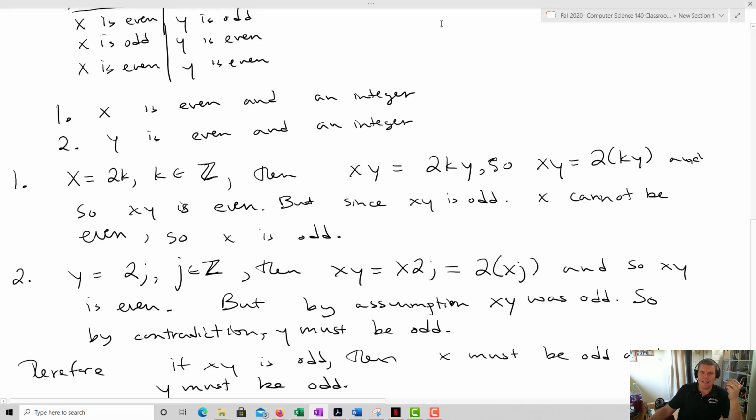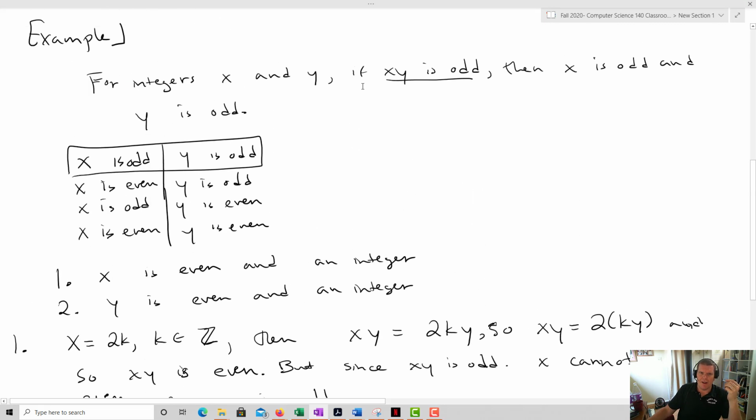Okay? So in this case, if I want to say that xy is odd, then by proving that x is not even and y cannot be even, we show that x and y must both be odd.